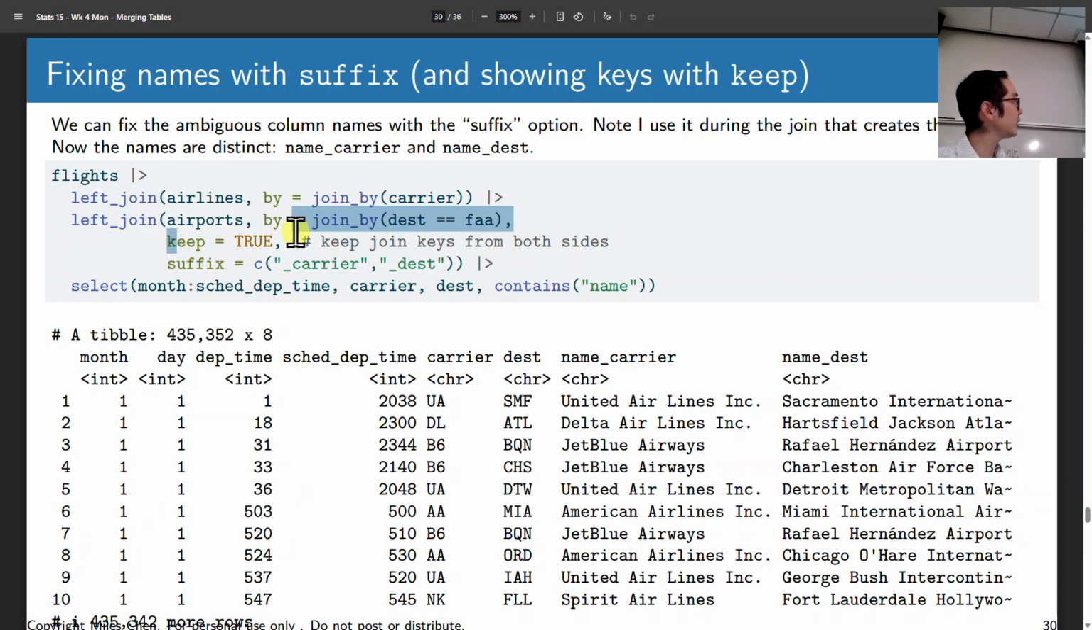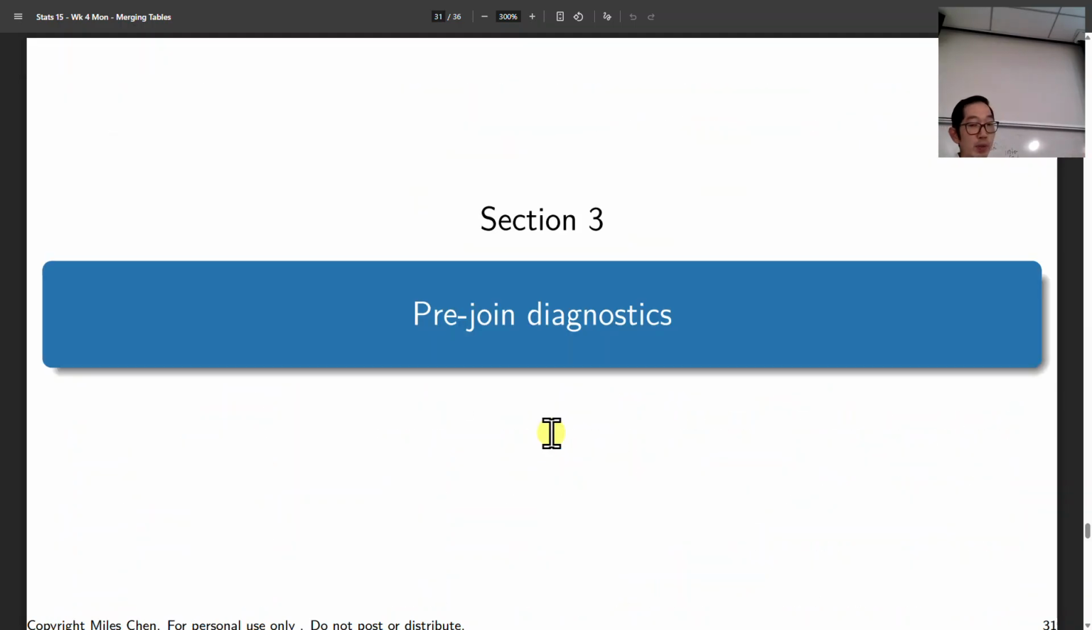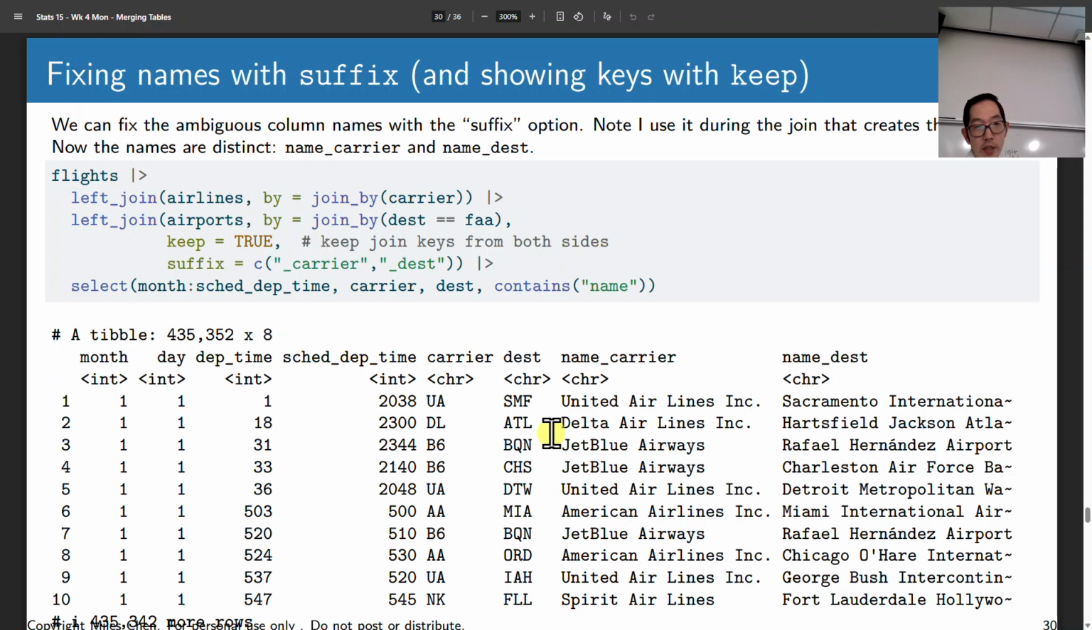This is optional. Keep equals true, I would say recommended, but what that's going to do is keep the join keys from both sides. But you can get rid of it. And so now instead of name.x and name.y, we have name underscore carrier and name underscore dest. Okay, destination. So this is probably a little bit more meaningful. Okay, and so we have that. All right, and so that's most of the things.